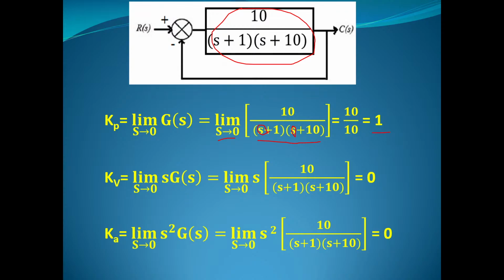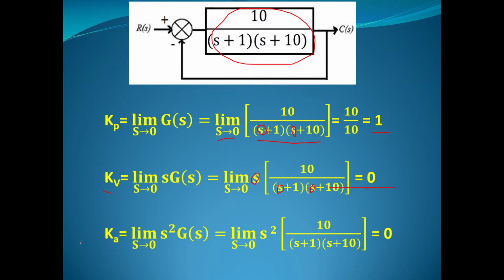Similarly, Kv, limit s tends to 0, s into G of s. That is s into 10 divided by s plus 1 into s plus 10. So here you can't cancel this s with anything else. Substitute the limit. This will become 0. When you substitute the limit, this will also become 0. This will also become 0. So 0 into anything is 0. So the velocity error constant Kv is 0.